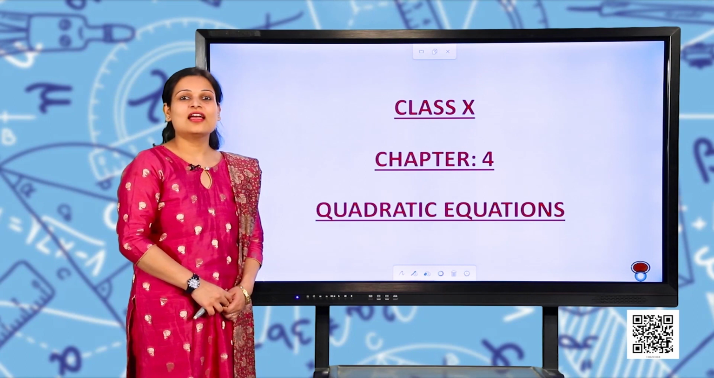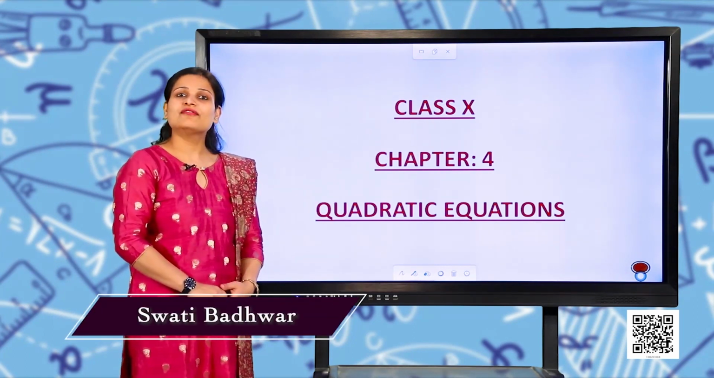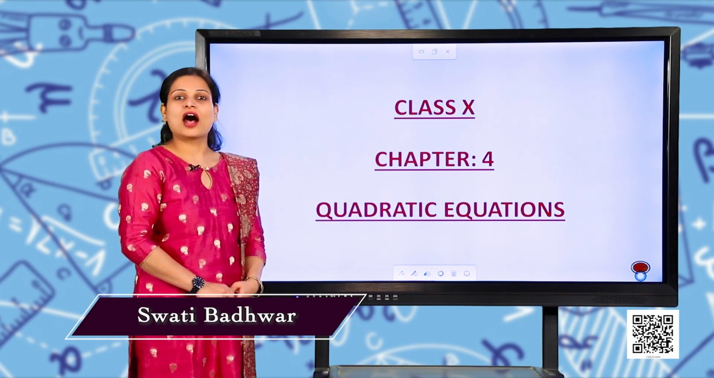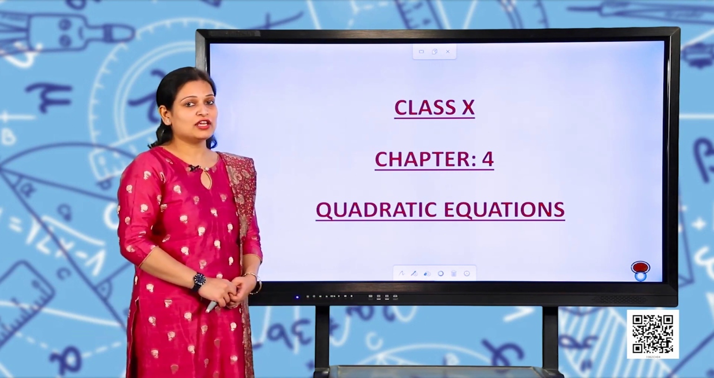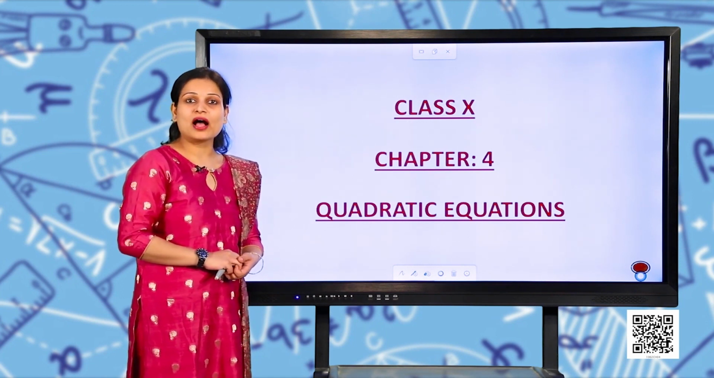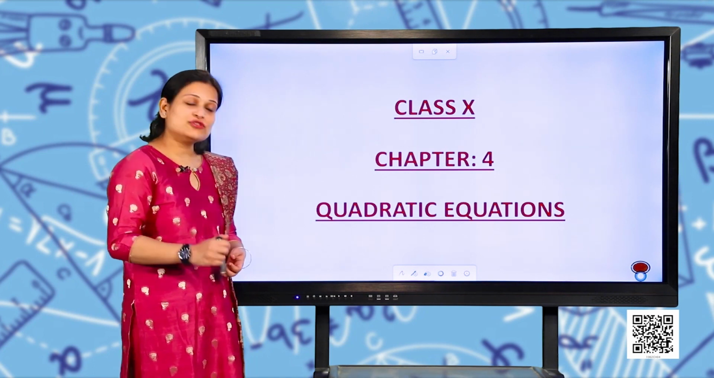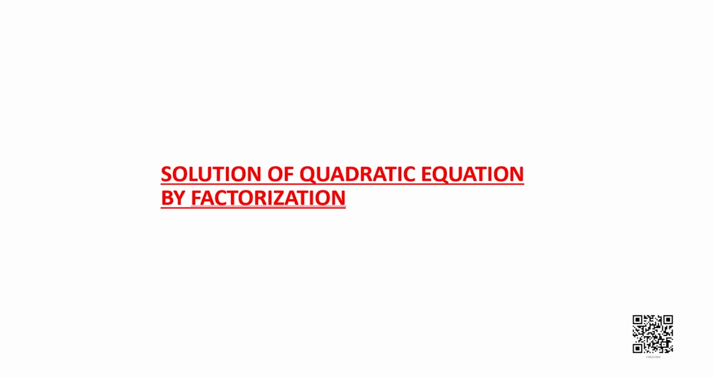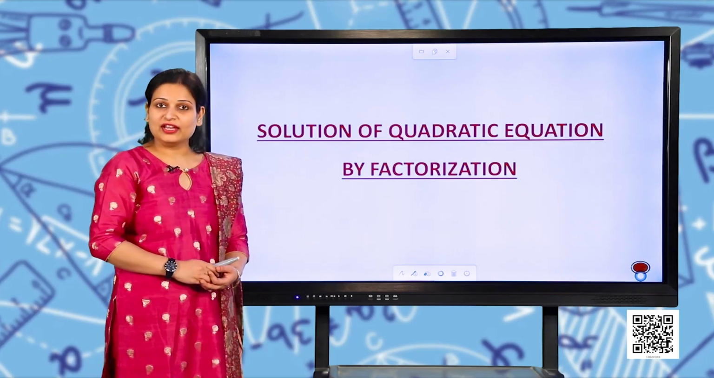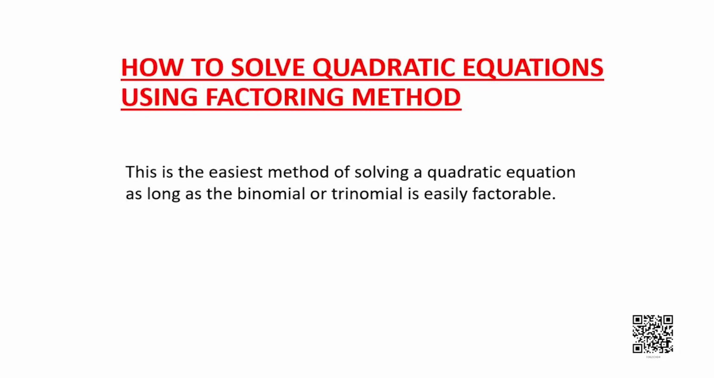Hello students, in the previous session of chapter 4, quadratic equations, we have already discussed how to check whether the given equation is a quadratic equation or not, or how to form a quadratic equation by using the given conditions. And today we are going to find out the solution of a quadratic equation by factorization. Now, how to solve a quadratic equation using the factoring method?